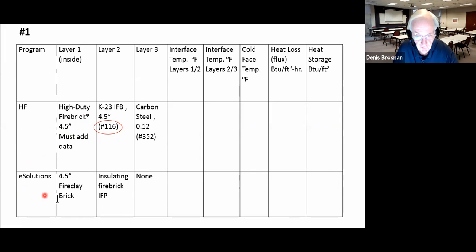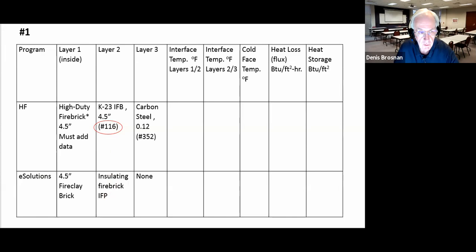With eSolutions, I just had to use fire clay brick because that's their designation, and I had to use insulating fire brick. I didn't have a specific name. Now, in the program I'm using, K23 is number 116. So in using heat flow, it's really easy to add that number at the bottom, hit return, and you'll go right to K23 if that's what it is in your program. When using the program, I always kept a little list.